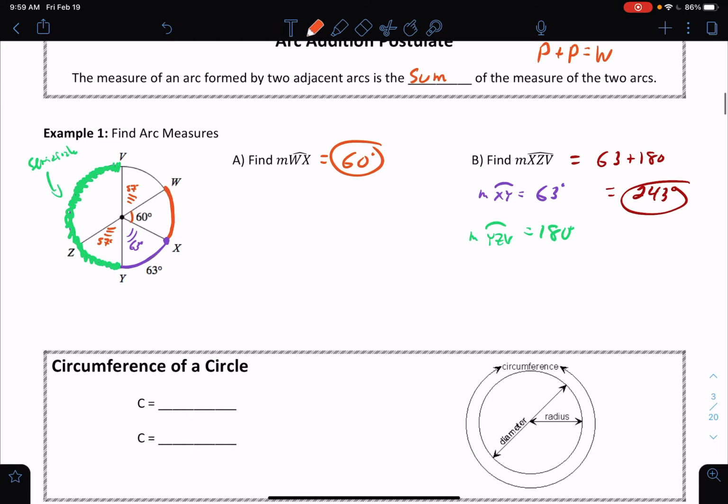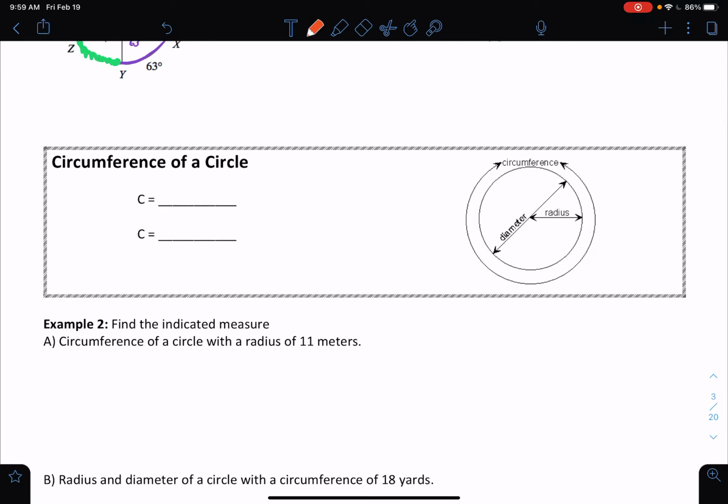So moving on to circumference. How do I calculate circumference, which remember is the distance around the circle? Well, the circumference could be 2 pi r, or 2 times the radius is the diameter, so we could do pi times diameter.